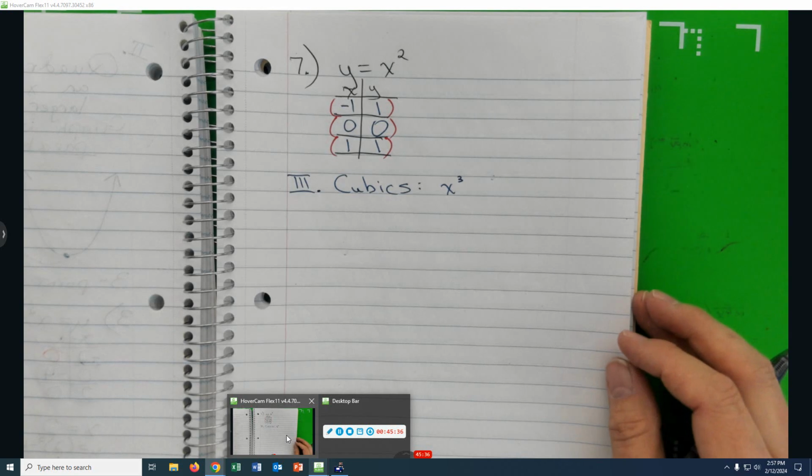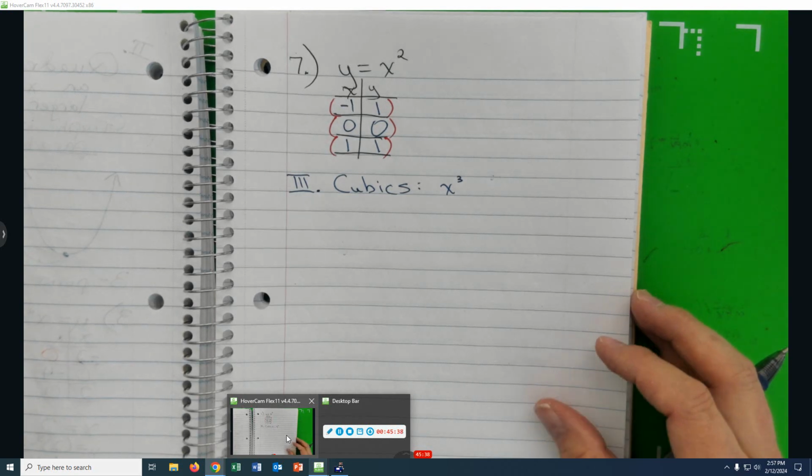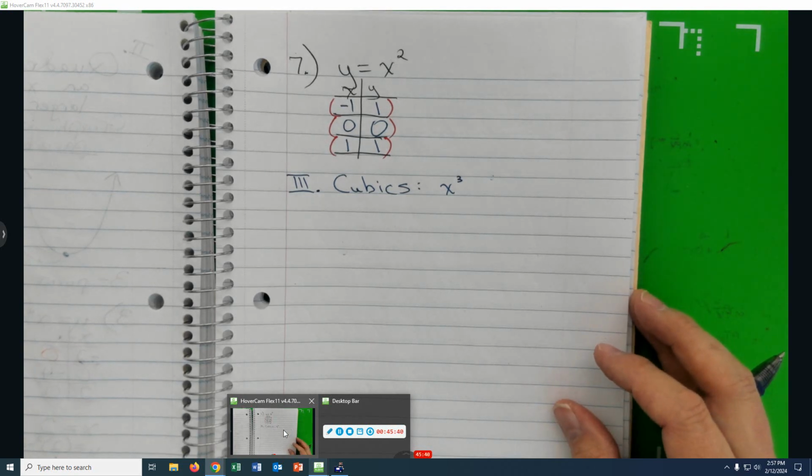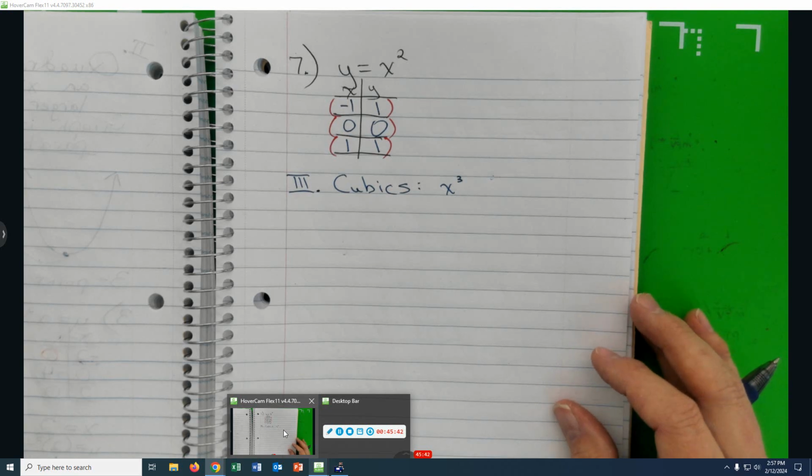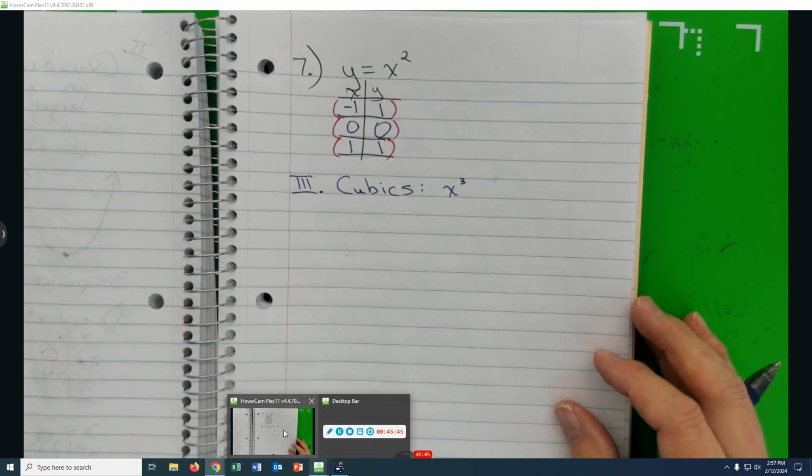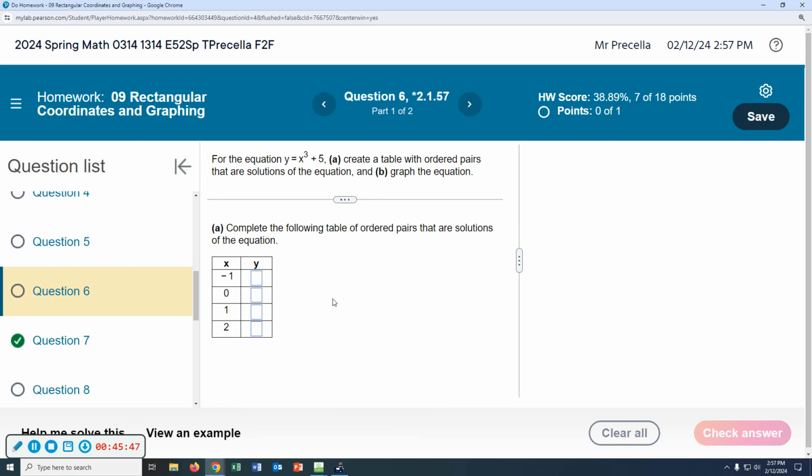My class once decided on a name for these. Since the graph of a cubic can be squiggly, it's referred to as a squiggly. Okay, you'll see what I mean.